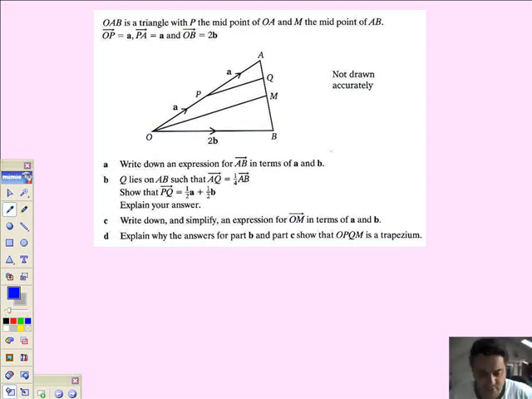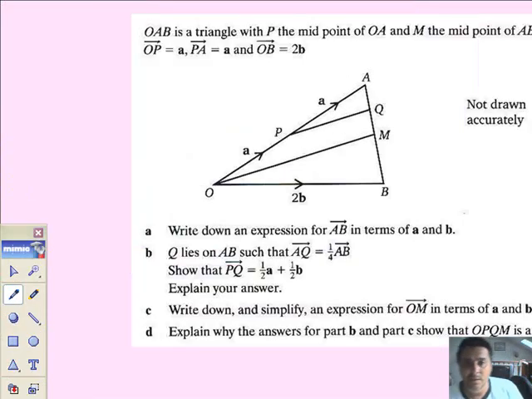Assess 19, page 287, the AQA question. I'm told OAB is a triangle, there it is, triangle OAB, and P is the midpoint of OA, there it is, carefully positioned. You can tell that OP is vector a and PA is vector a, so it's right in the middle, same direction, same magnitude, and there it is.